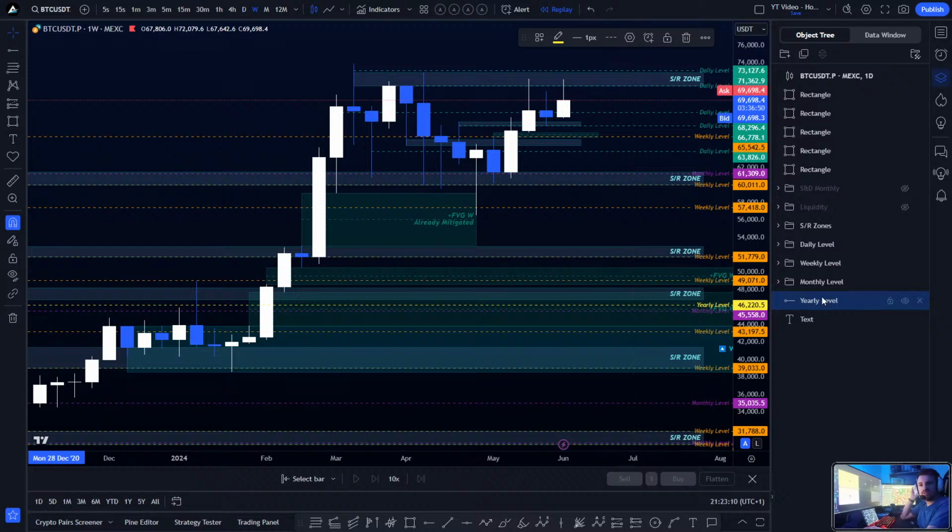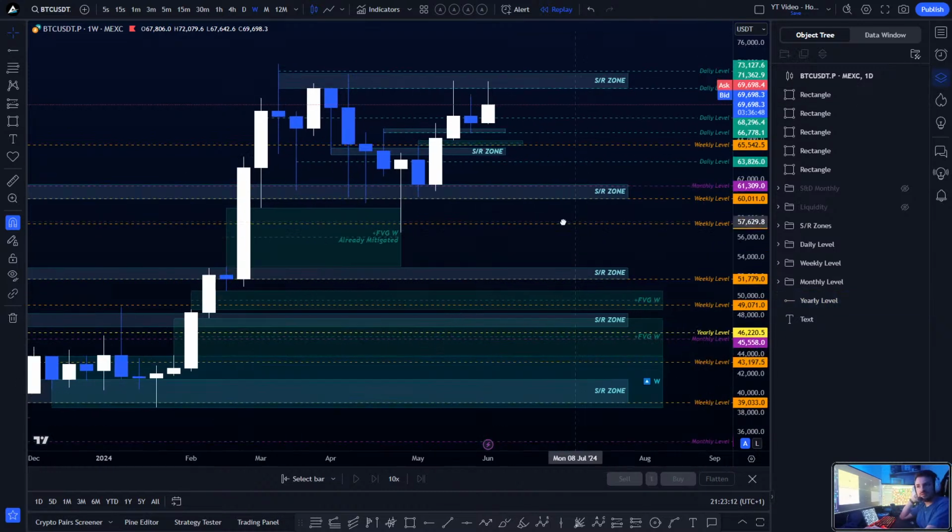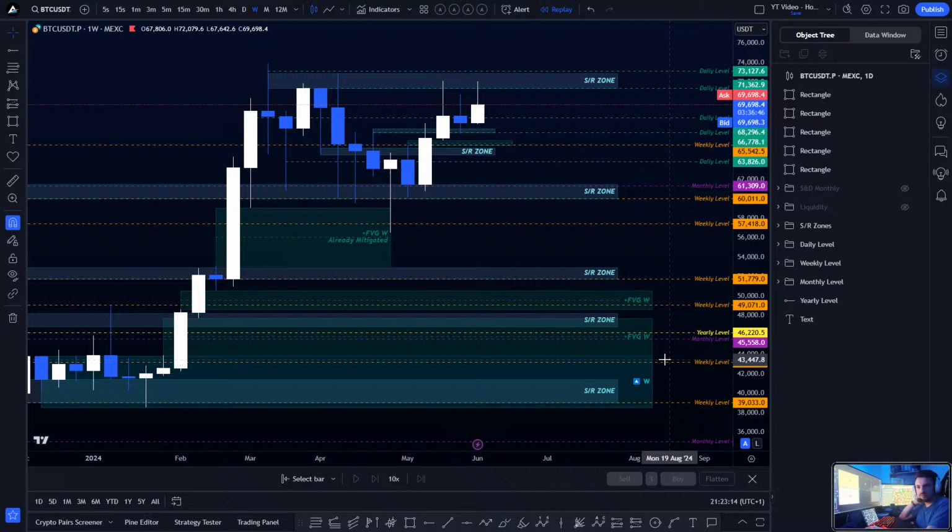The yearly level has the middle of the fair value gap, one monthly level, and a support resistance zone just above it. So it's kind of a big deal. The yearly level is kind of a big deal. 46,220. Okay.